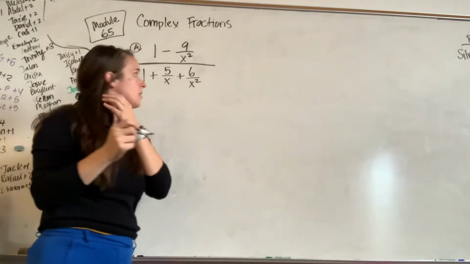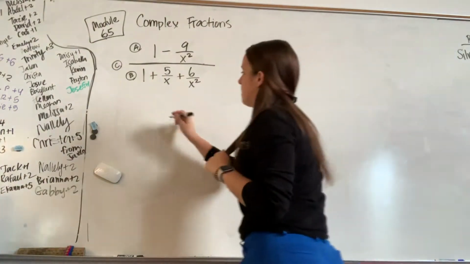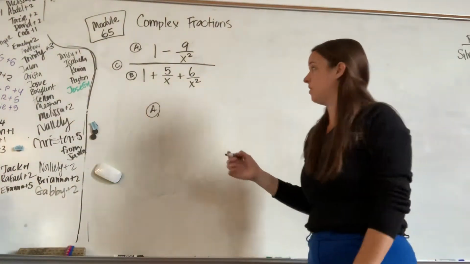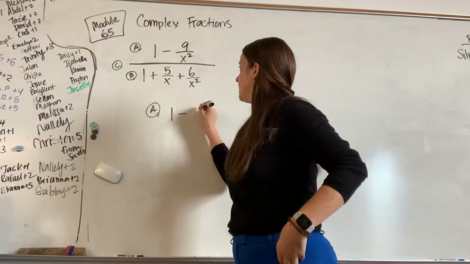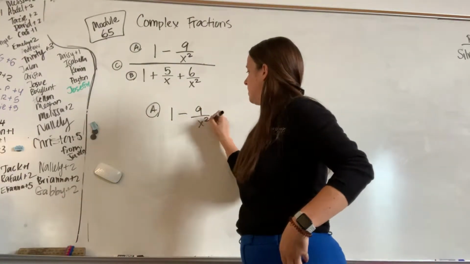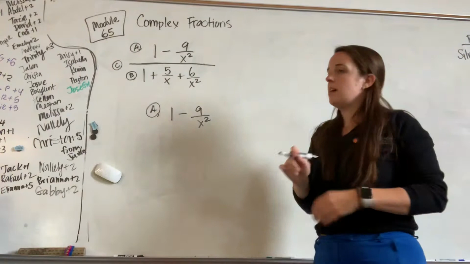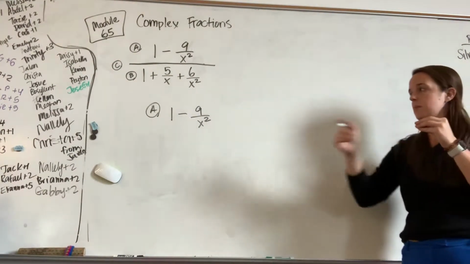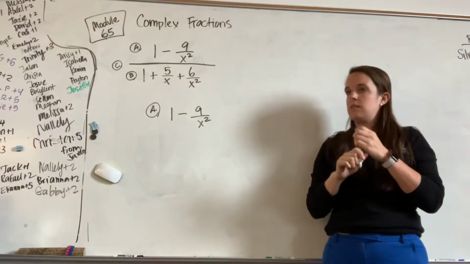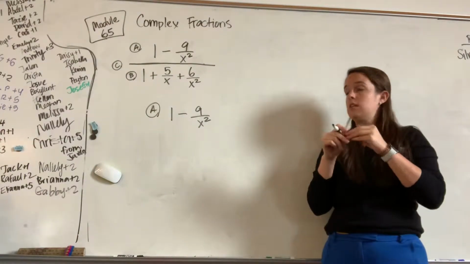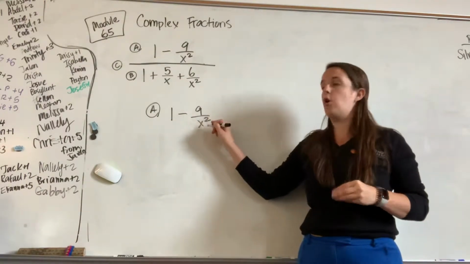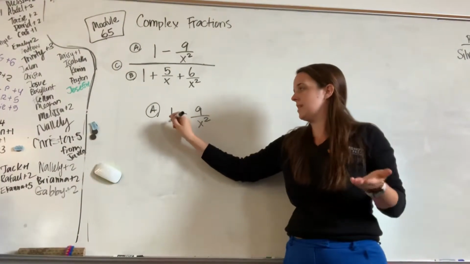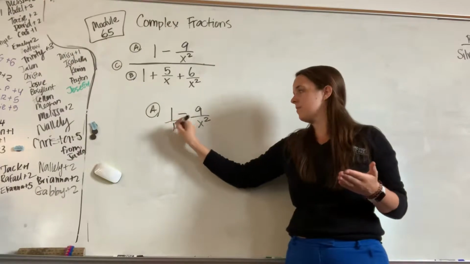If I'm dealing with part A, I want to make it into one fraction. So I have 1 minus 9 over x squared. How can I combine those things? What do I need in order to be able to subtract? A common denominator, which means I need it to be over x squared. Right now it's like 1 over 1.